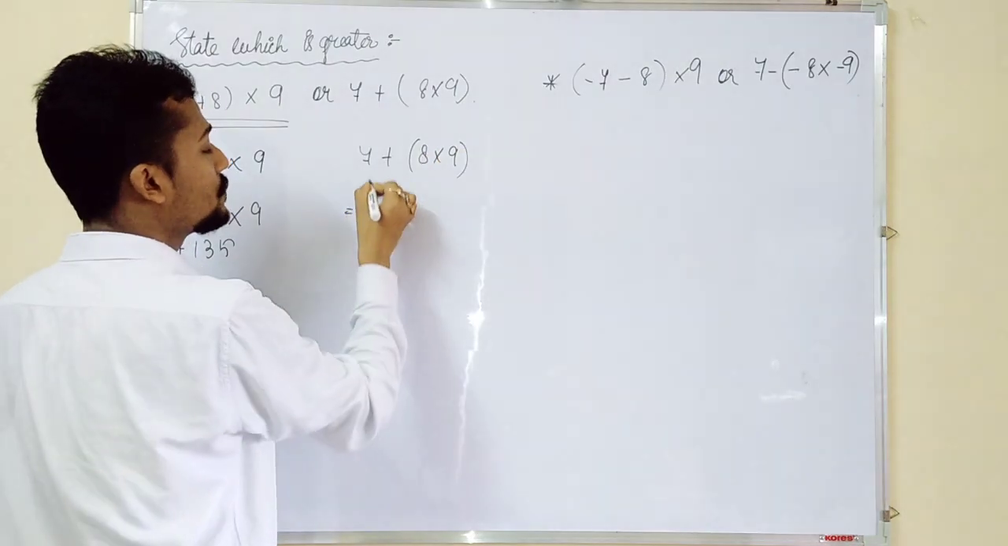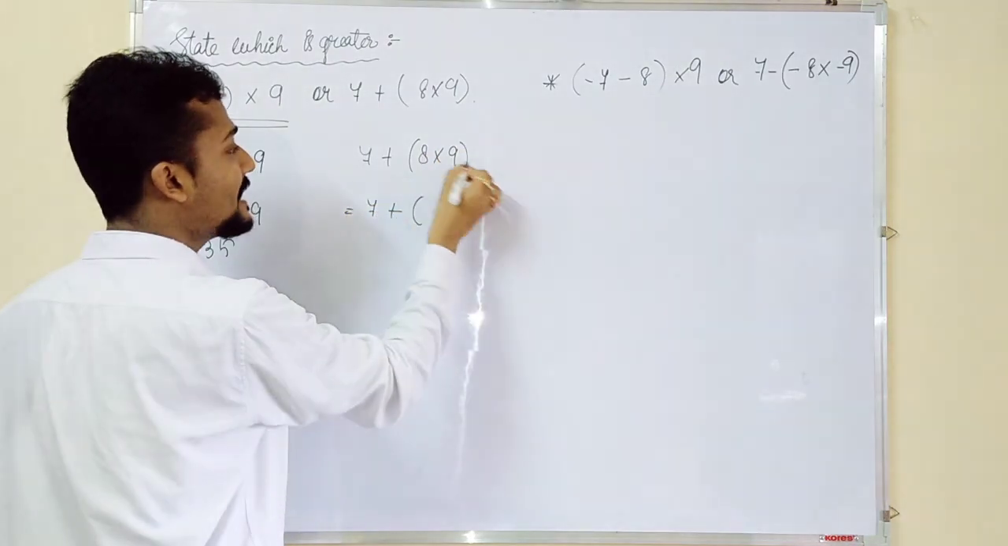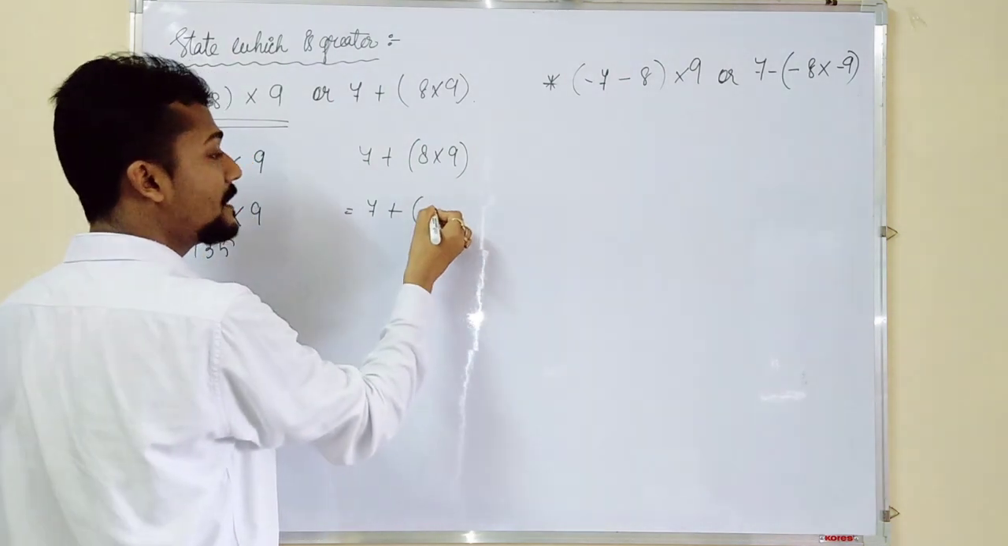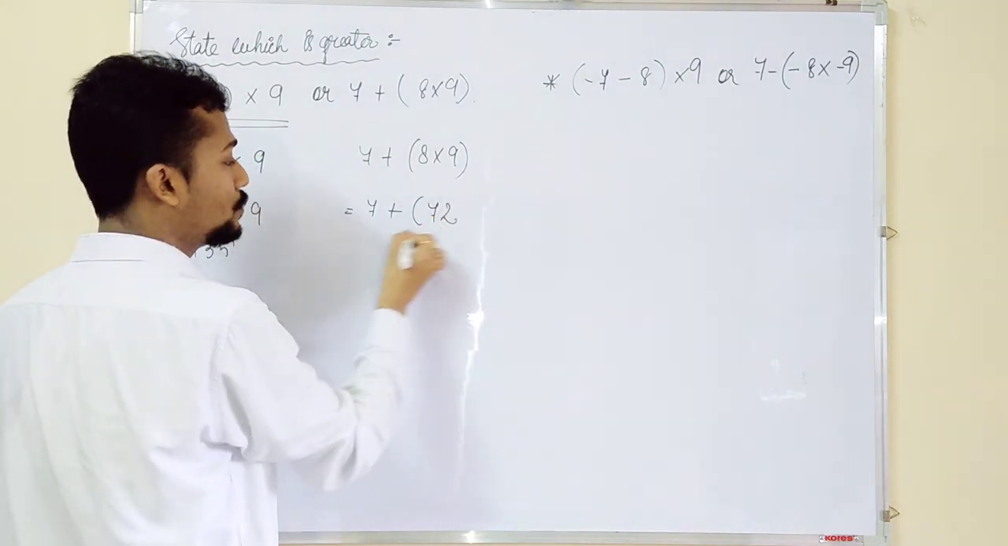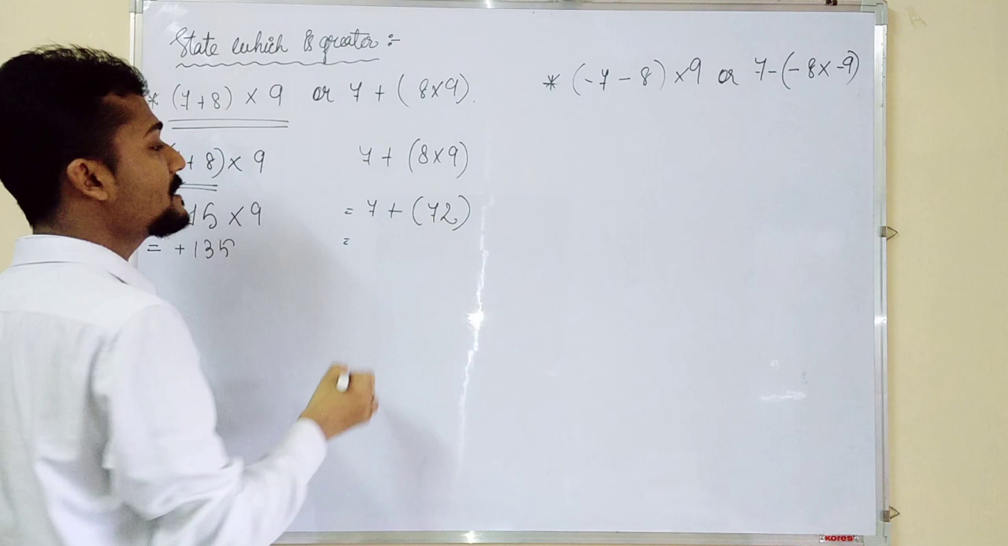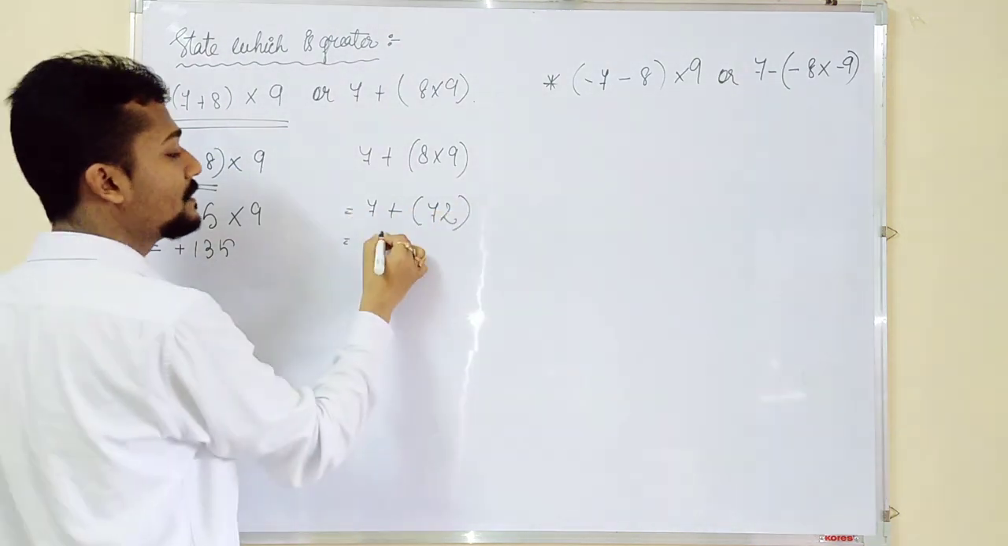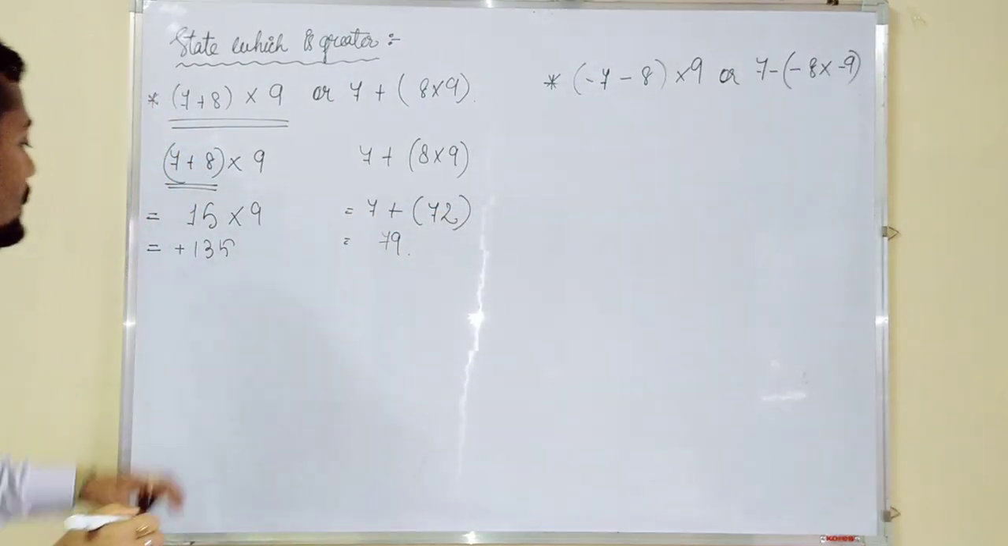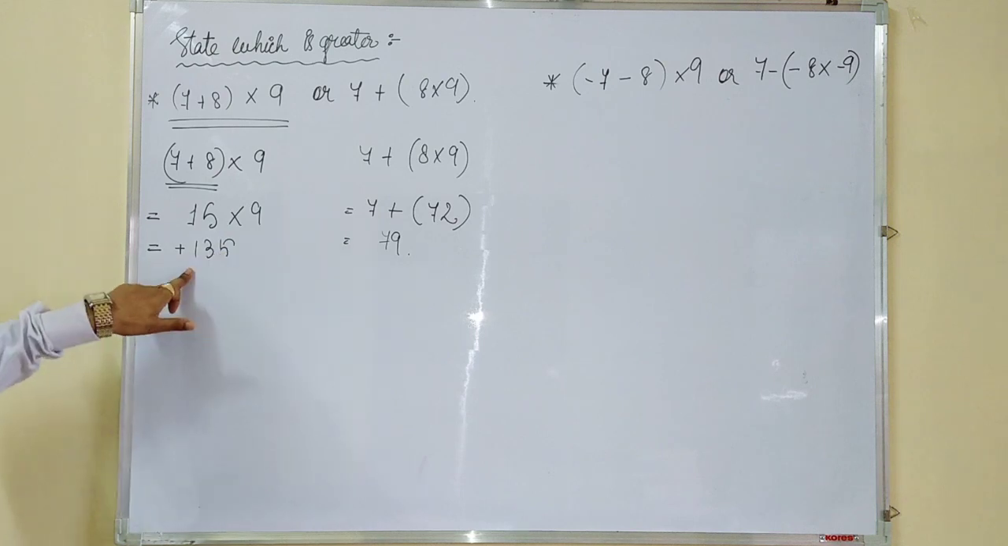Next, this one, 7 plus 8 into 9. Okay. So 7 plus, bracket comes first, 8 times 9 how much? 8 times 9 is 72. That means 7 plus 72, which will be 79. So which is greater? This is greater or this is greater? Obviously this is greater.